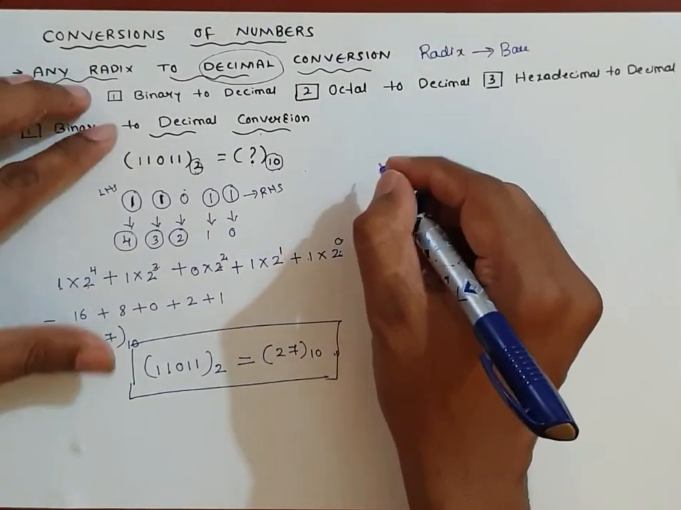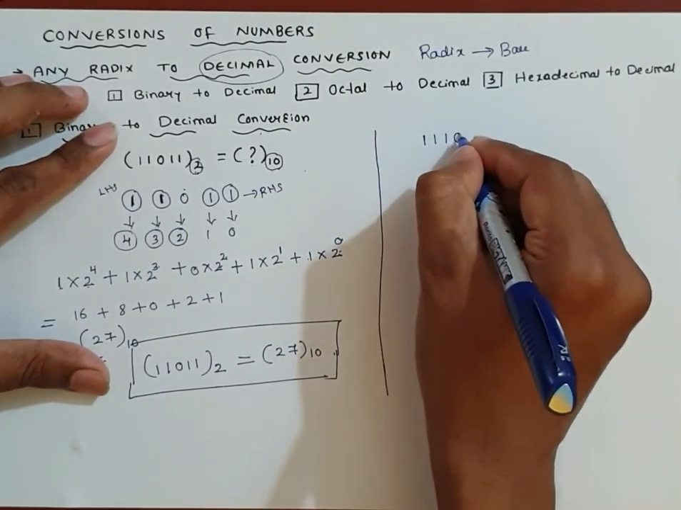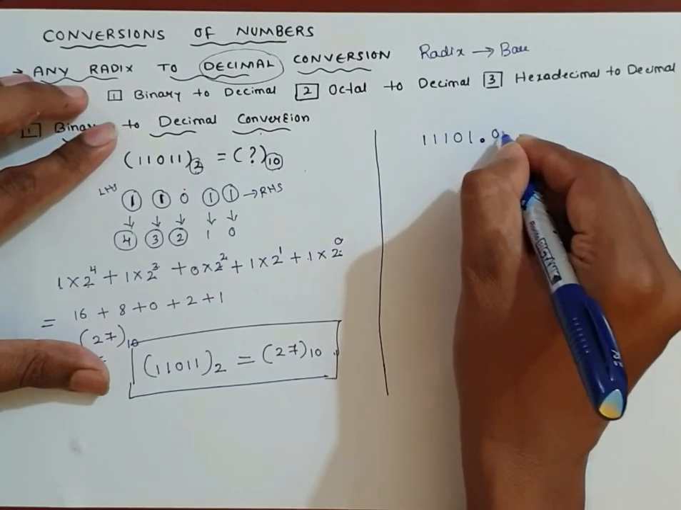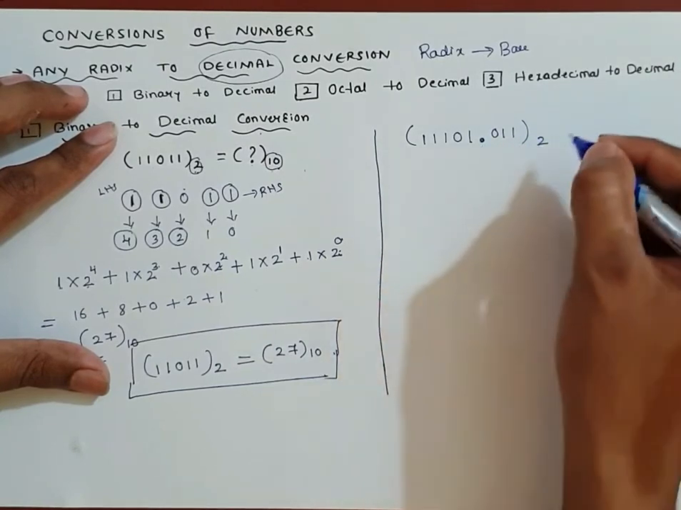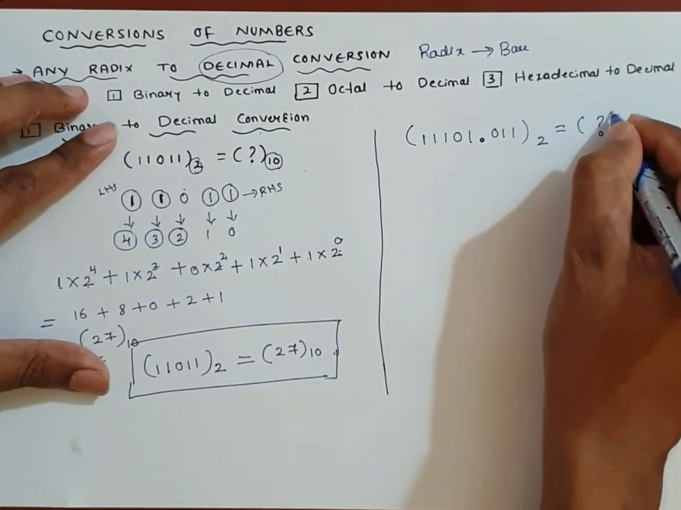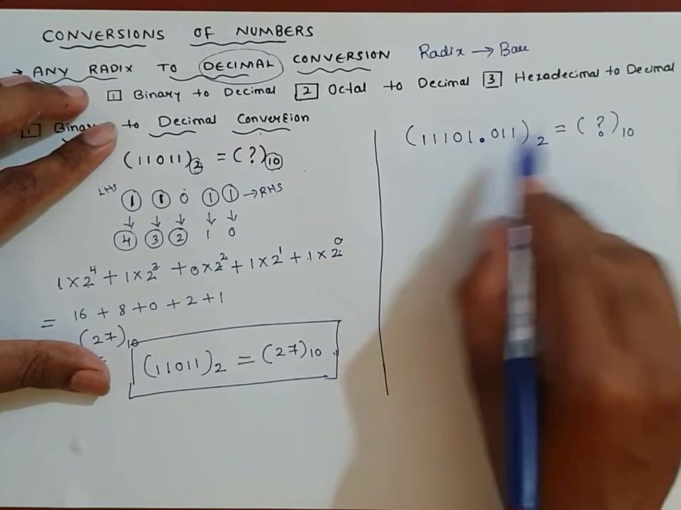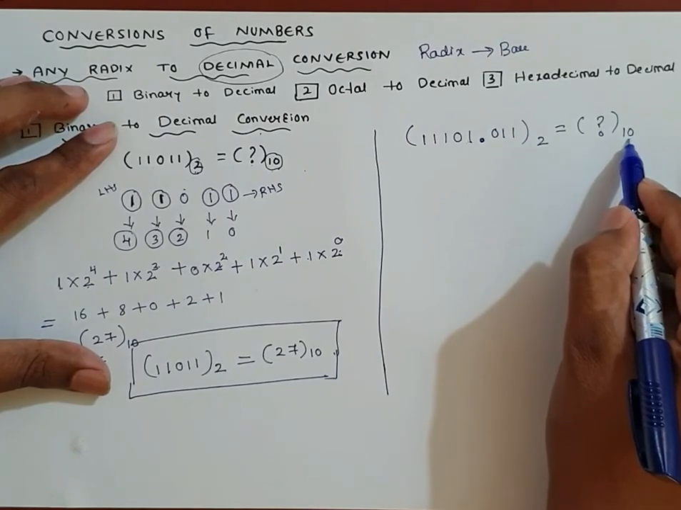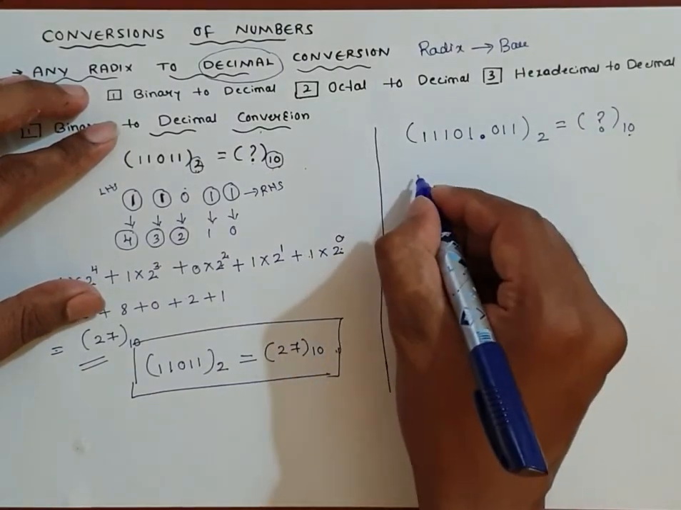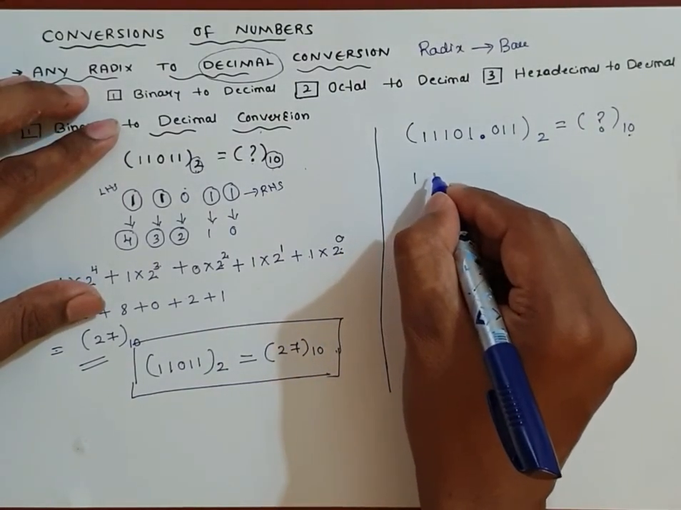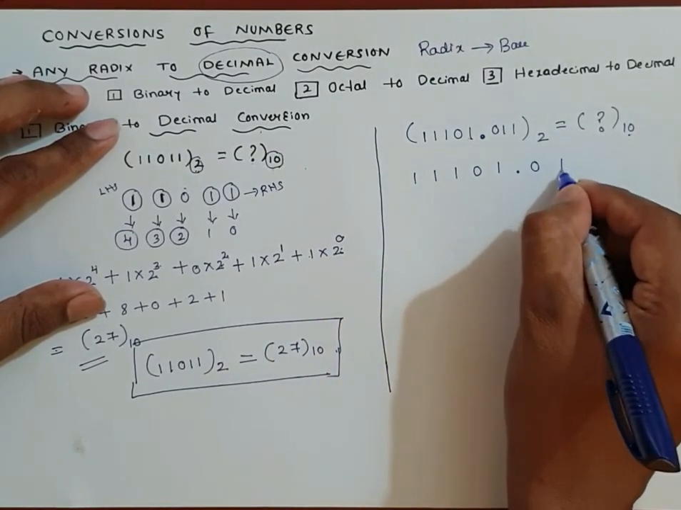Next, if I take one more example, say for example we are having 11101.011 to the base of 2, this is the decimal point here, equals to question mark to the base of 10. See here, question mark means they are asking to convert the given binary number into base 10 system, that is decimal number. Okay, so again as I said, the first step is take the given binary number 11101.011.